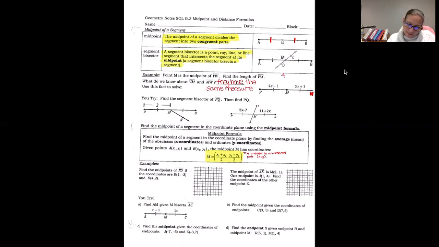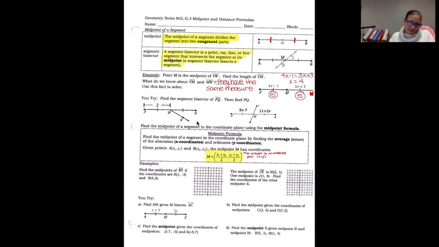So 4x minus 1 is equal to 3x plus 3. Subtract 3x and add 1, and x is equal to 4. So if x is equal to 4, and you plug x equals 4 into 4x minus 1 and 3x plus 3, remember they're equal. So 4 times 4 is 16, and 16 minus 1 is 15. So each piece is 15.